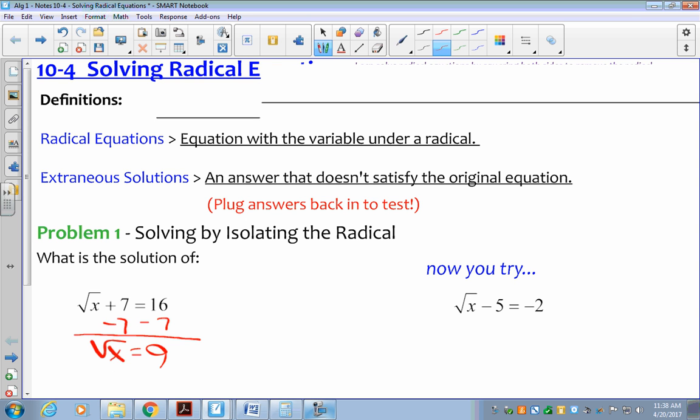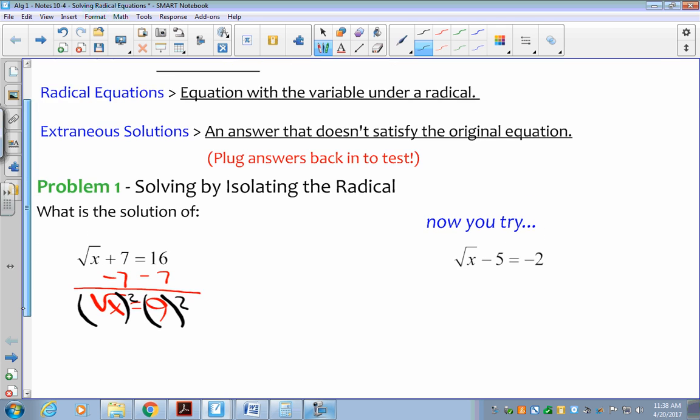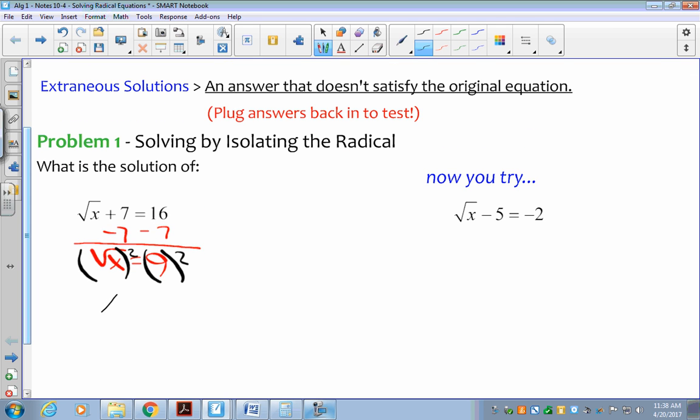All right, and then Alex, what is the opposite of square root? Yeah. So we're going to get rid of this square root, we're going to square both sides. And then Zoe, what is 9 squared? 81. So our proposed answer is 81. We need to plug it back in so we can test it. So where the x is here, we're going to put an 81.